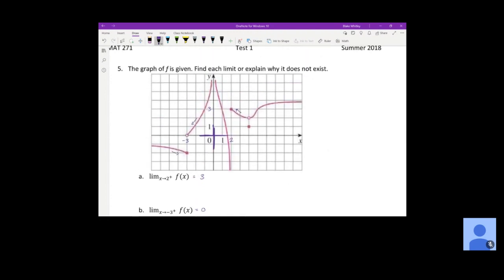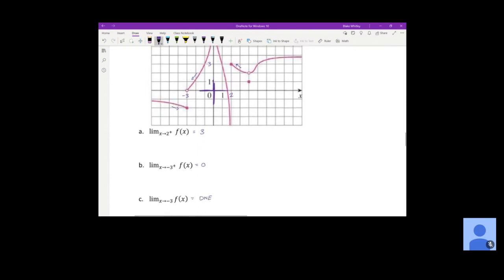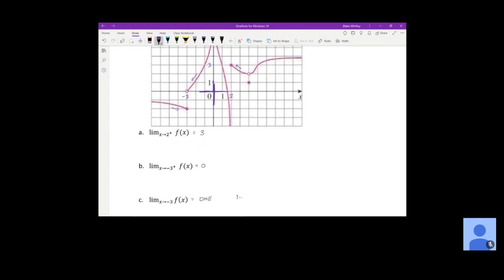And the directions up here say find each limit or explain why it does not exist. So our explanation here would be that the limit as x approaches negative 3 from the right is not equal to the limit as x approaches negative 3 from the left. And that's all the justification I would need to see there, that the left-hand and right-hand limits are not the same. Questions on part C now?